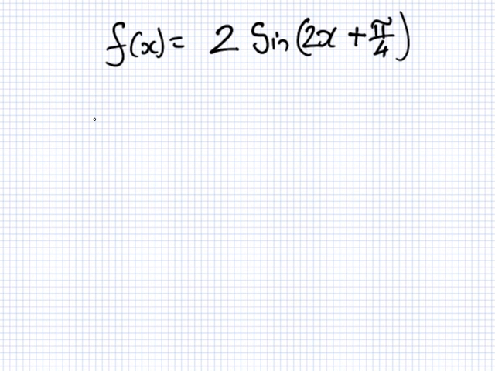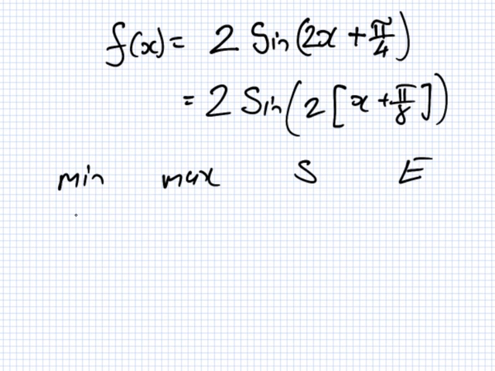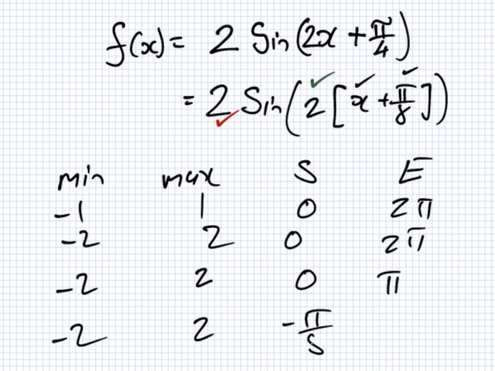So let's graph it very quickly. This is equal to 2 sin(2(x plus pi over 8)). Remember how we do this? Min, max, start, end: minus 1, 1, 0, 2 pi. So what does the 2 do? It goes minus 2, 2, 0, 2 pi. Who remembers what this 2 does? It contracts, so that's 0 to pi. And the pi over 8? Minus pi over 8 and 7 pi over 8. You move it to the left.